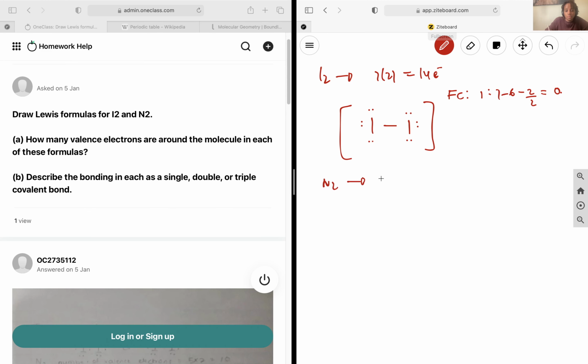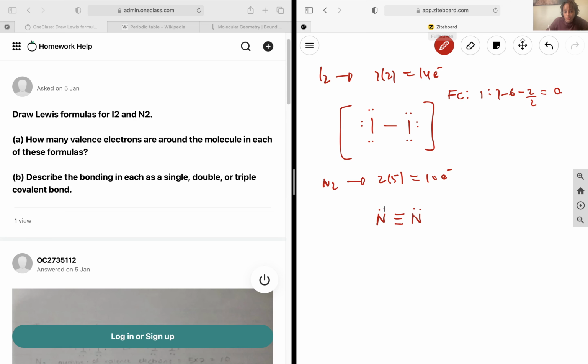N2, we are going to have 2 by 5, and so that is going to be 10 electrons to play with. If we start with just a single bond and fill in both octets, we're going to have 2, 4, 6, 8, 10, 12, 14. Clearly too many electrons. So let's sort that out by moving 4 of them into a double bond. Now that gives us 2, 4, 6, 8, 10, 12. So again, I have too many electrons, so I'm going to continue to do that.